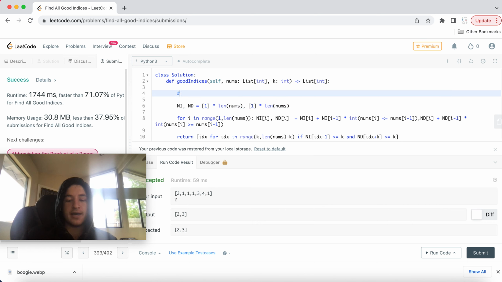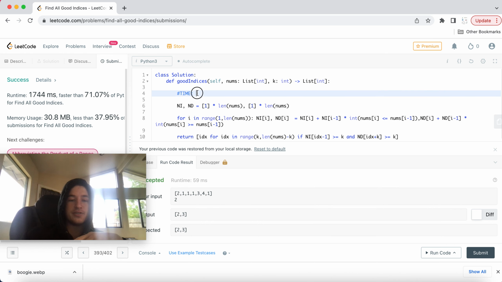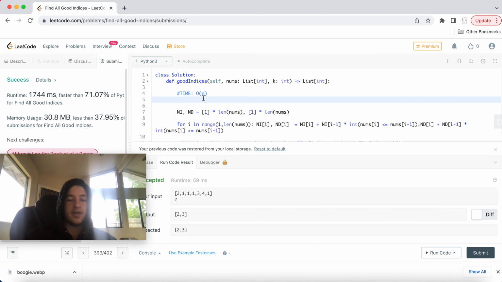Okay, so the runtime: we have to build 2 arrays of length n, so that's 2n, and then we look at n numbers, so that's n time. Then we look at each index; technically we go from k to n minus k, so there's n minus k indices to look at here. So it's 2n time here, n time for this for loop, and n minus k for this. In total, that's big O of n, where n is the length of nums.